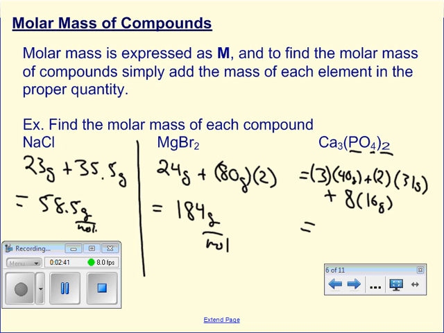So I either do it the long way or just plug it into my trusty calculator. 3 times 40 plus 2 times 31 plus 8 times 16 is going to be a grand total of 310 grams per mole. And the bigger the compound, obviously the bigger the molar mass. Some molar masses can be in the thousands or millions or even billions if you consider molecules as large as DNA. That's actually quite large. But we can always find the molar mass by just counting the number of atoms and figuring out the molar mass for each one of those atoms and how many there are.